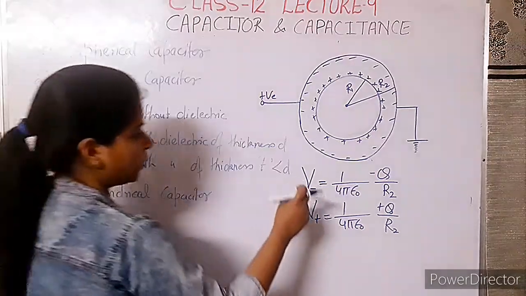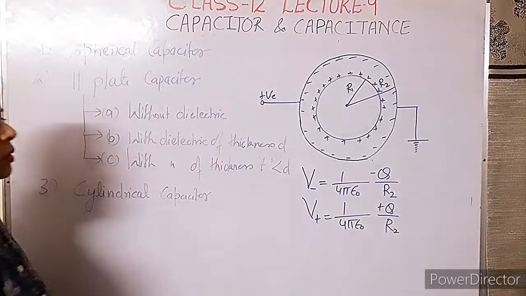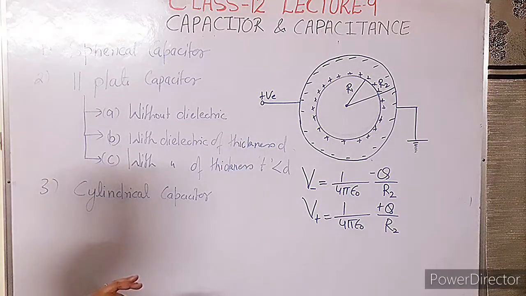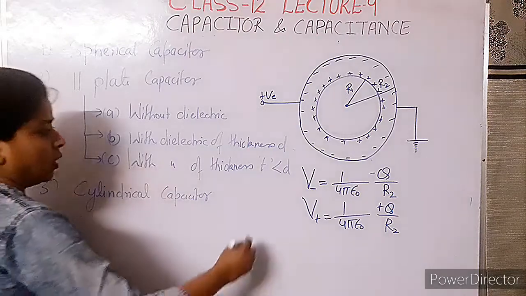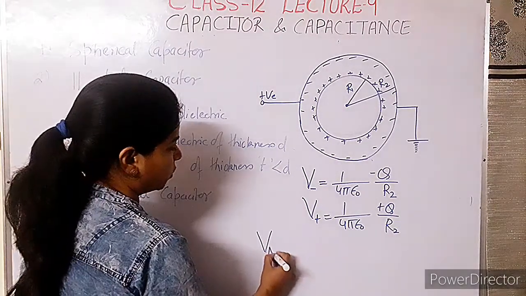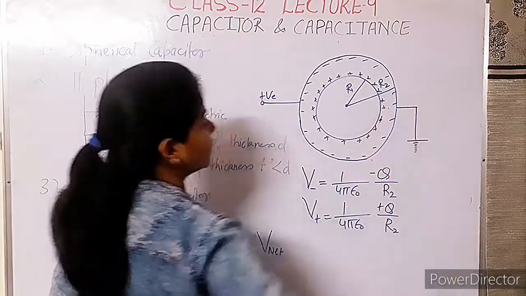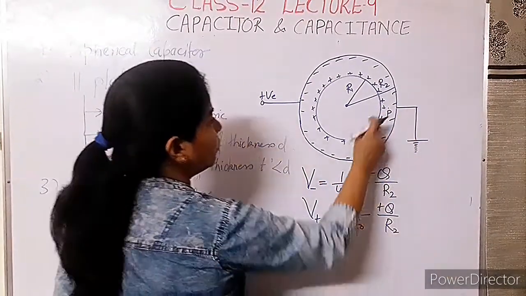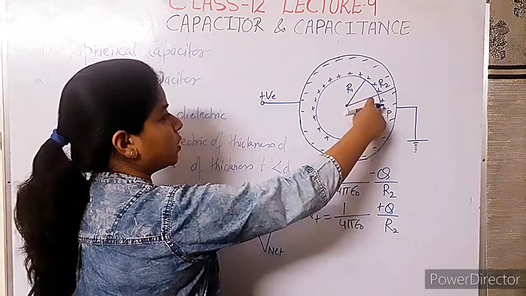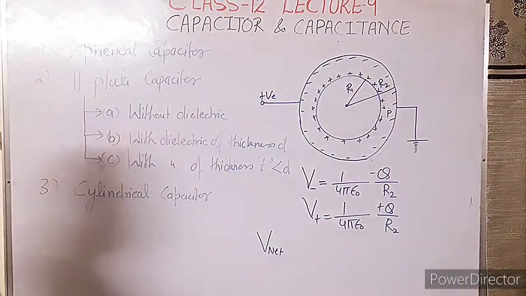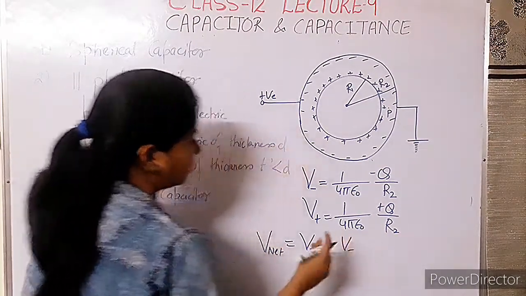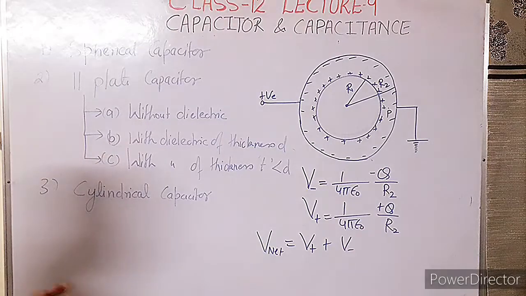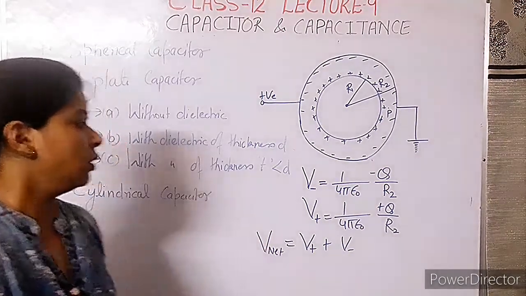So V plus and V minus are the terms which we now get on the basis of this overall figure. Now what we have to do is find the net potential at any point between the capacitor. This one is a point P, and we can find the potential due to the inner sphere and due to the outer sphere. So at any point P, we get the net potential as V plus plus V minus. Because we are using the sign, we don't need to apply the minus sign between the potential values.